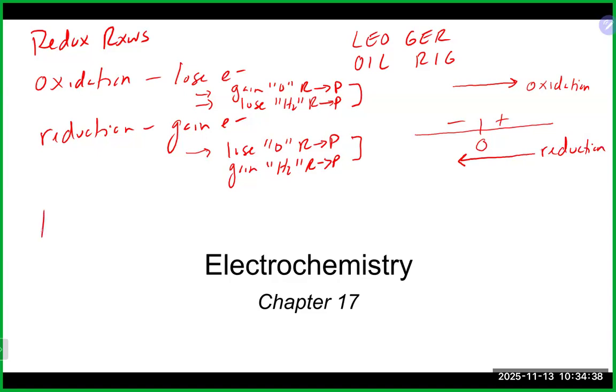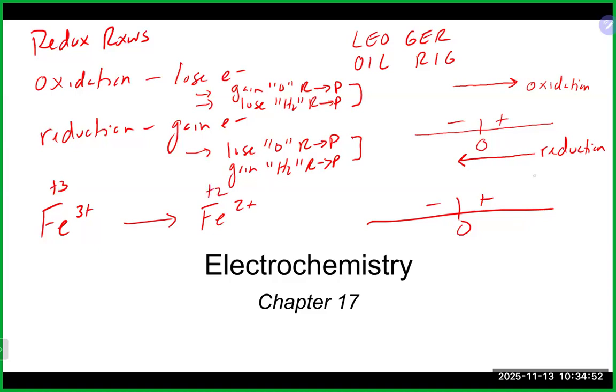So for example, if we had iron with a +3 that went to iron with a +2, we can just pop it up there on the number line and go, okay, this one is +3, this one's +2. +3 is over here, and it ends at +2, which would be moving in this direction towards the negative side.